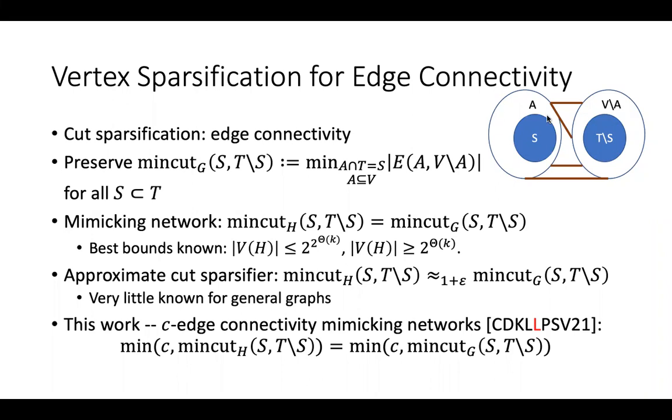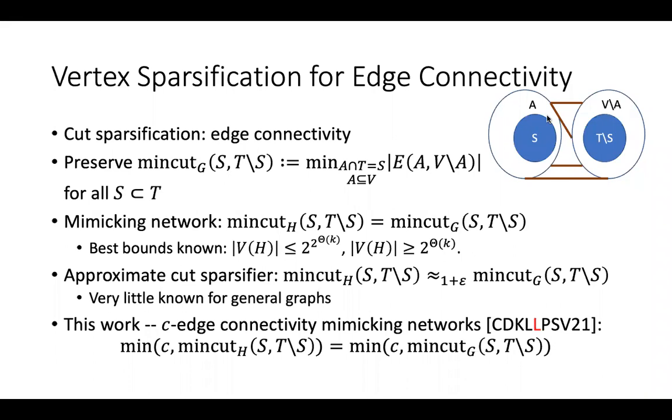A mimicking network is defined as a graph H that preserves this cut exactly. What's known about mimicking networks is that the size of H is at most 2 to the 2 to the K, so doubly exponential in the number of terminals. And it's known that there exist graphs G where the number of vertices in H has to be at least 2 to the K, but nothing really is known about closing this gap.